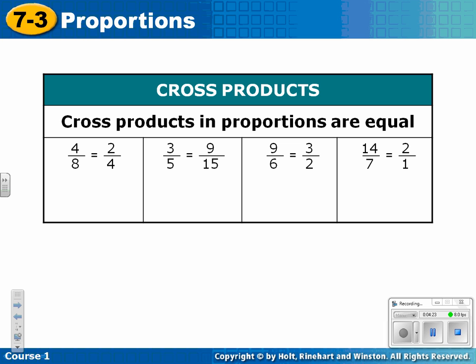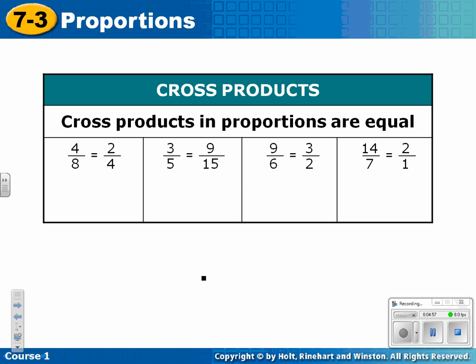Now, this is going to get to the more complicated part of this lesson. Can we all agree that every one of those is a proportion? They all are proportions because these are equivalent. 4 to 8 is equivalent to 2 to 4. 3 to 5 is equivalent to 9 to 15. 9 to 6 is equivalent to 3 to 2. 14 to 7 is equivalent to 2 to 1. They are all equivalent. Those are all proportions, right? We all agree with that? Raise your hand if you agree. Okay, good.